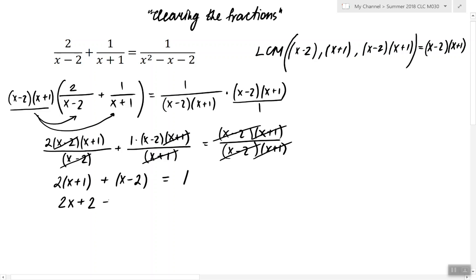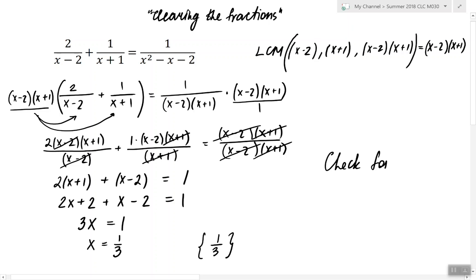But first we have to combine all the like terms and then divide by 3. So when we get this far and we are about to write the solution set, we always have to check, not always, but when dealing with rational equations, we have to check for extraneous solutions.